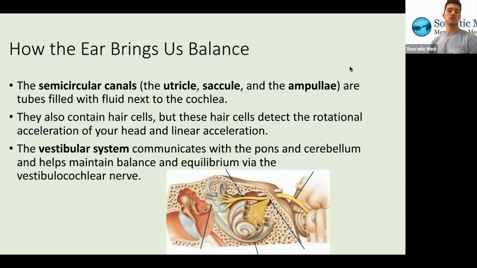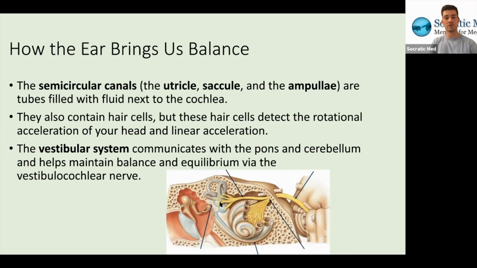And so the ear is not only used for hearing, it also helps us balance. So I put an image down there. It's the same ear, but we'll talk about it a little bit differently. The semicircular canals are important. They contain three parts: one of them is the utricle, one of them is the saccule, and one of them is the ampullae. They're tubes that are filled with fluid, and they are located next to the cochlea. If you look right here, these three tubes just look like three rings that are right next to the cochlea. Those are the semicircular canals.